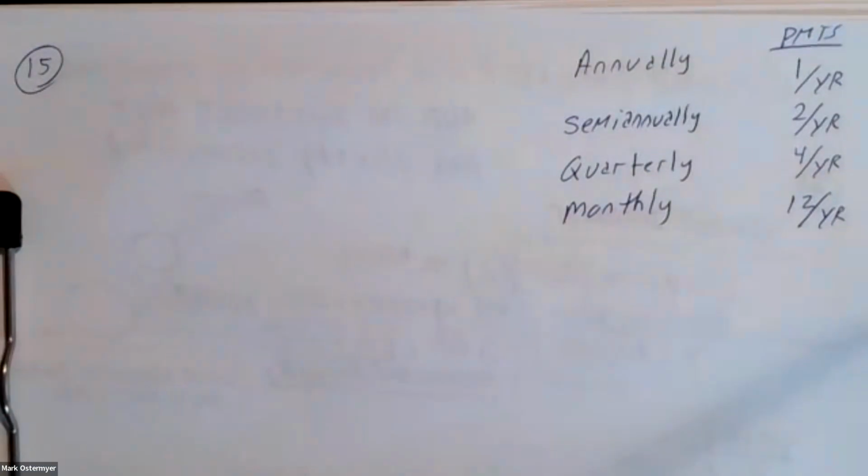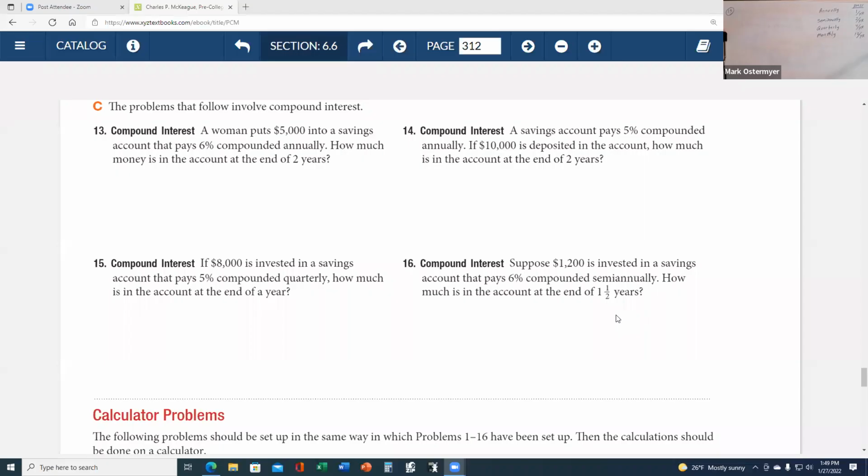All right. Number 15, the interest is compounded what? Quarterly. So what we're going to do here, as long as we initially have a principal of $8,000, and the interest rate is 5%, which is 0.05 as a decimal. They want to know how much money we're going to have in the account at the end of the year if the interest is compounded quarterly.